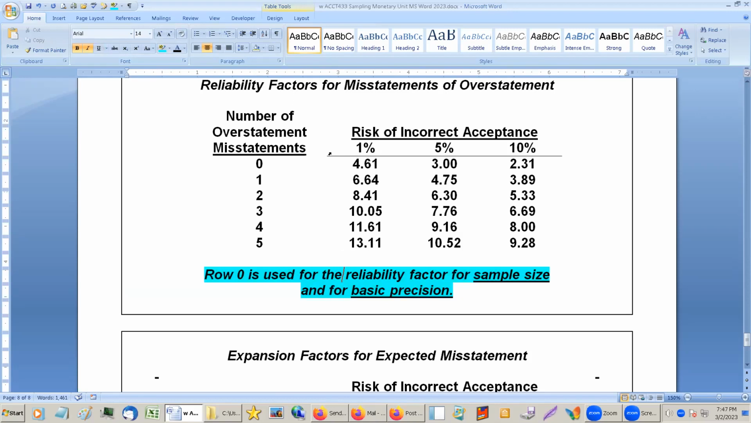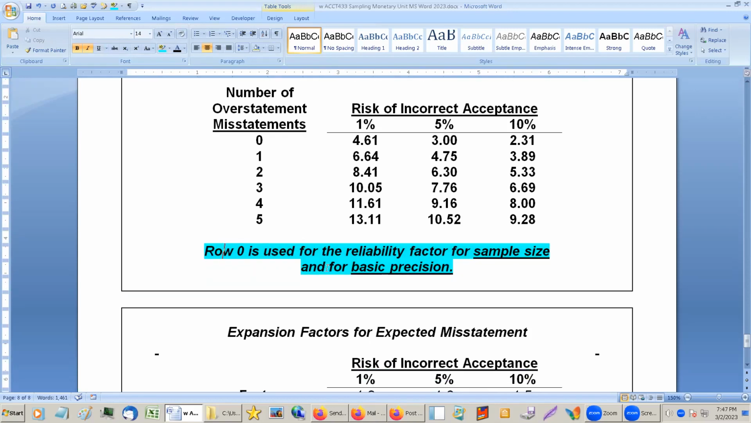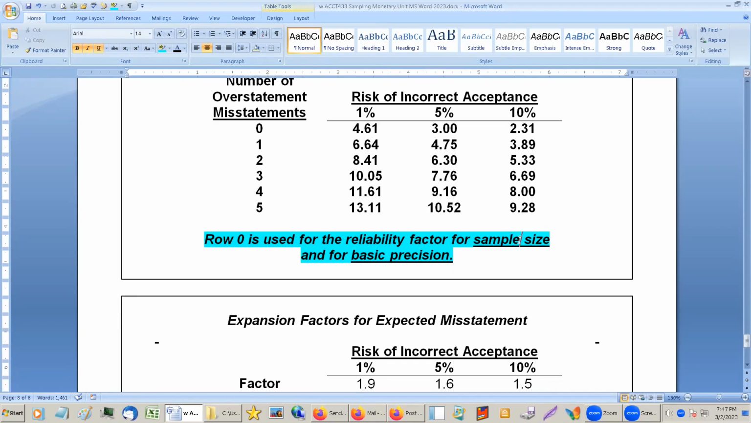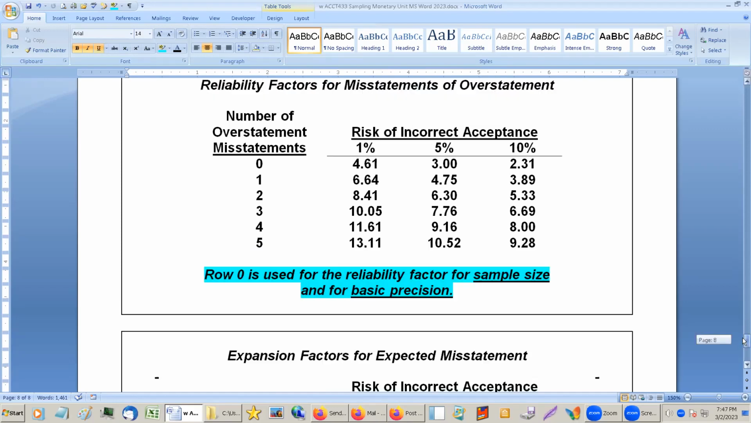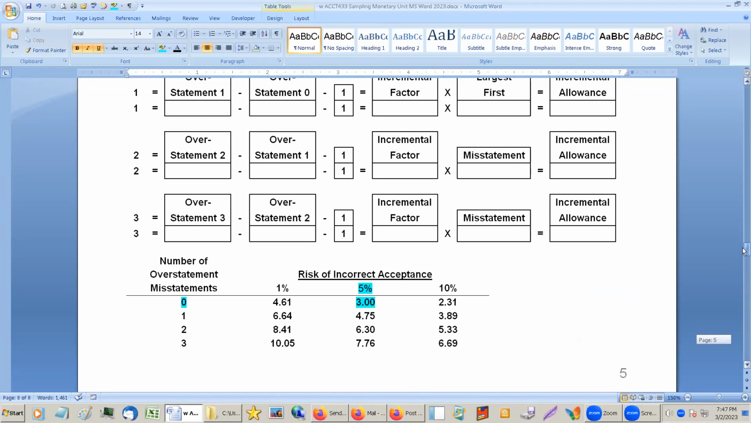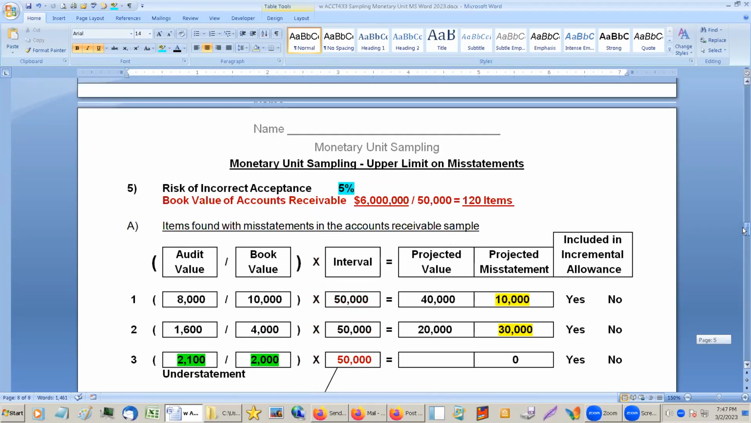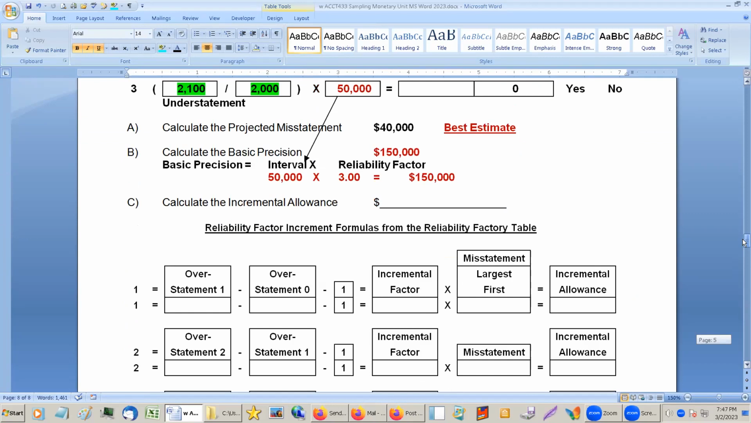I abbreviated this table. Row 0 is used for the sample size, which we already did, and then this is basic precision. So they always use row 0. I should put that in there. It's hard to get everything to fit on one page. When I was taking it, this would have covered like 3 pages of the test book. Because it says the number of misstatements, you would think you would be counting how many misstatements you have. You're actually right, but that goes into what this basic precision is about, which I haven't told you yet. Oh, okay.